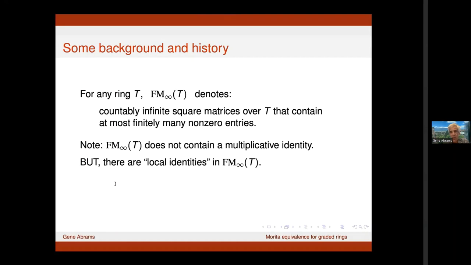It's not a unital ring because I haven't given you what presumably would be the identity element in here. But if you hand me any element in here, you can find a finite identity matrix of a big enough size that behaves like an identity element for it. We'll call those local identities. But we still get this notion of fullness. We can still get any element of FM(T) by looking at the ideal generated by E11.